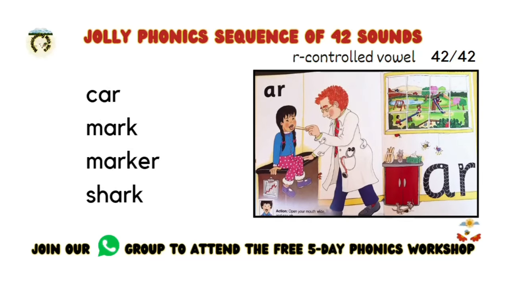Last sound of this sequence is the A sound or the R sound. Once again, because this is an R controlled vowel, in American English this is R, R, and in British English this is A, A. Open your mouth, A. For example, this word in British English will be car. I have parked my car. This word will be mark. This is marker. And this is shark. This is scarf, not a scarf.